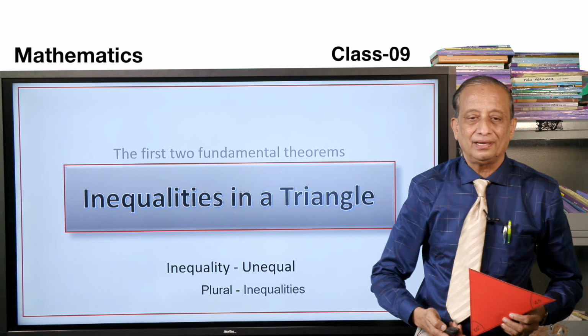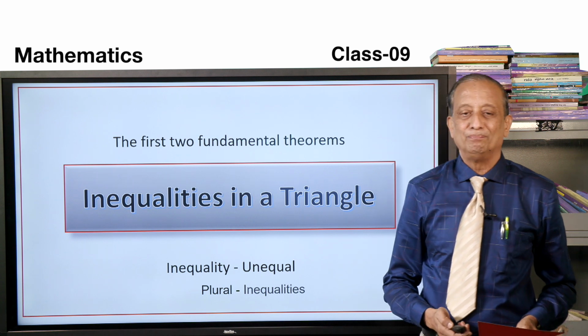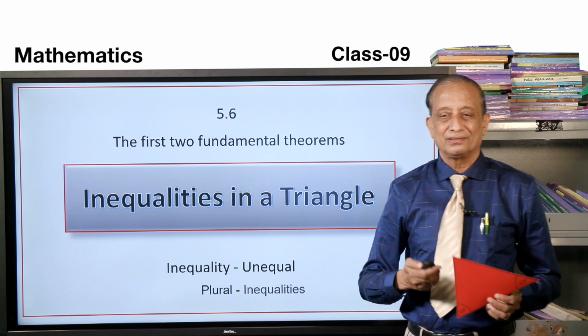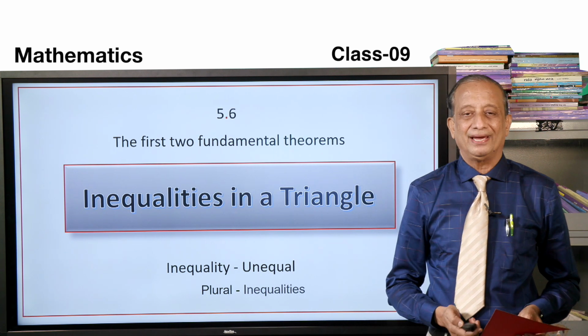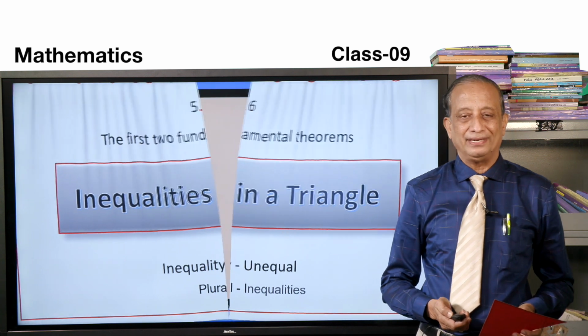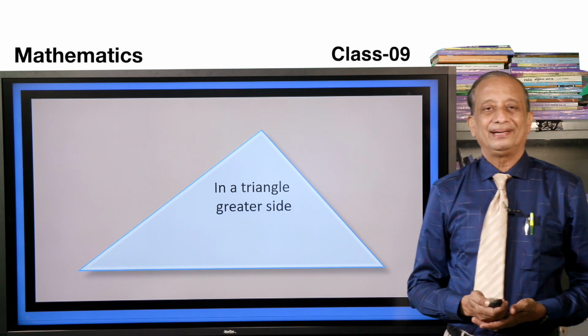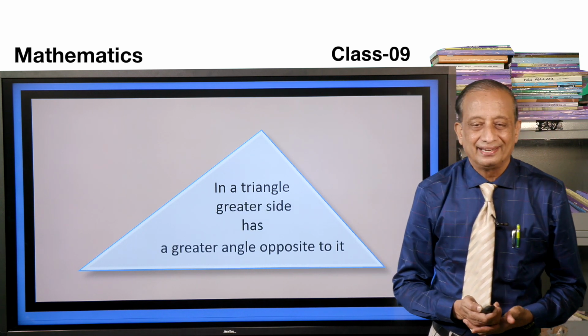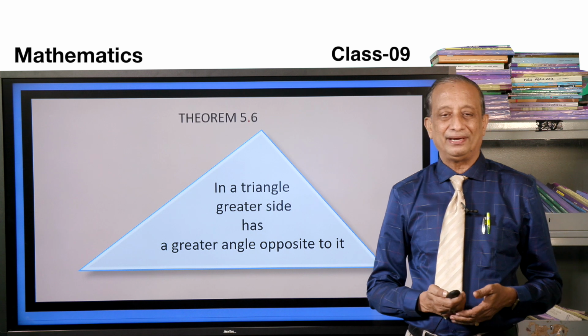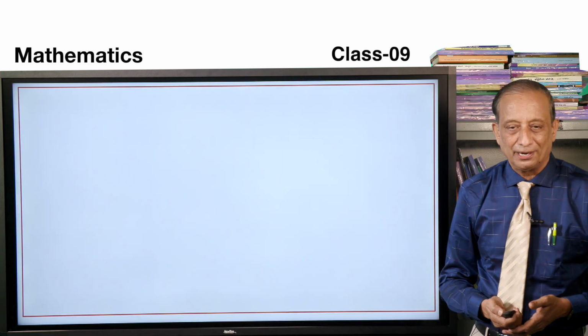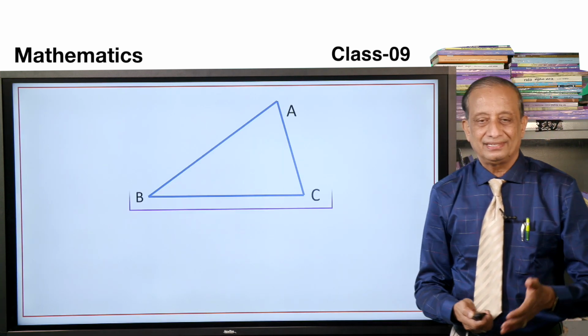So these are the fundamental theorems on inequalities. It is given in our textbook as article number 5.6. In a triangle, the greater side has a greater angle opposite to it. This is given as theorem number 5.6. So this is the figure.